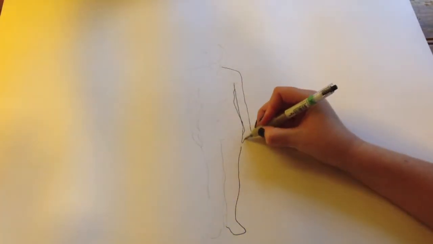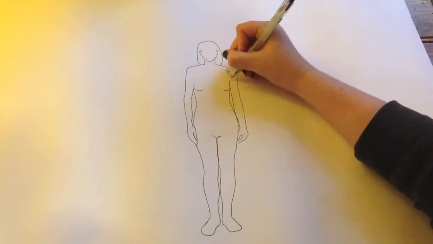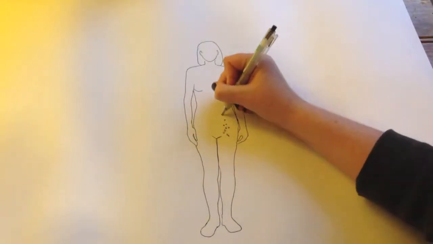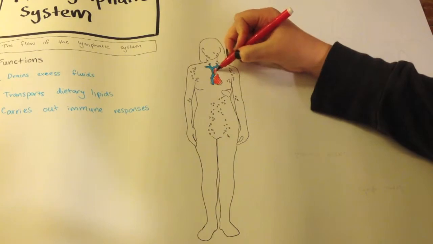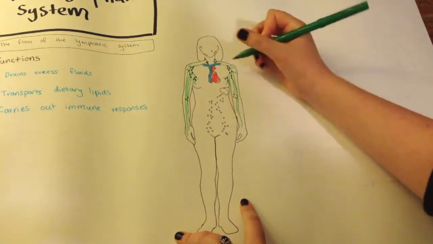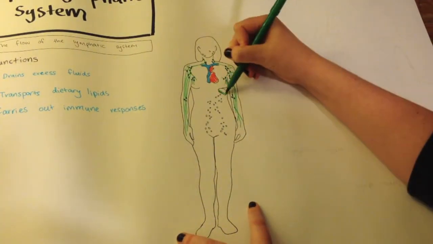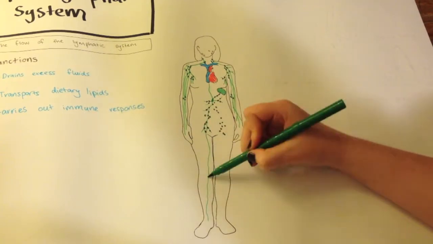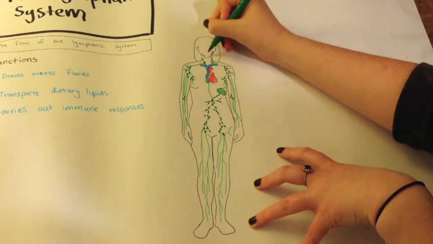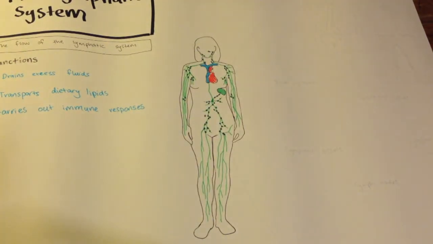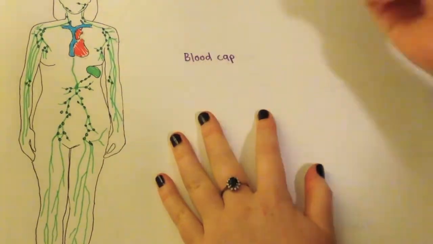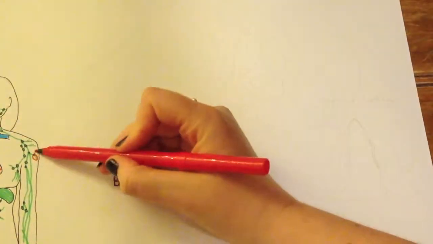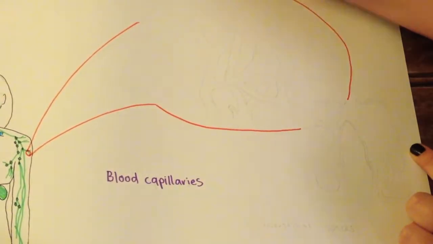The lymphatic system is a network of lymph nodes and lymph vessels. So in blue we have the junction of the internal jugular and subclavian veins with the heart in red, and in green we have the lymph vessels, nodes, and spleen. The two key characteristics to remember are that lymph always flows in one direction and will always flow towards the heart. So let's start with blood capillaries that link arterioles to venules.